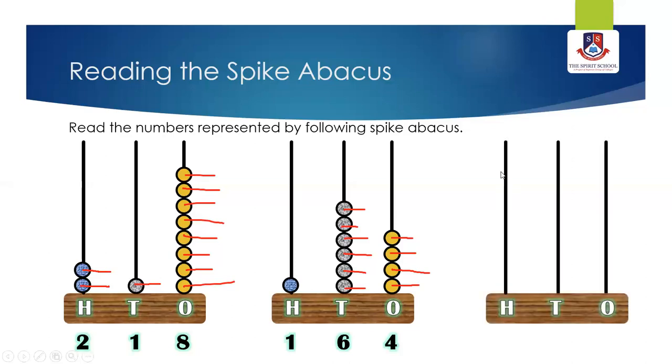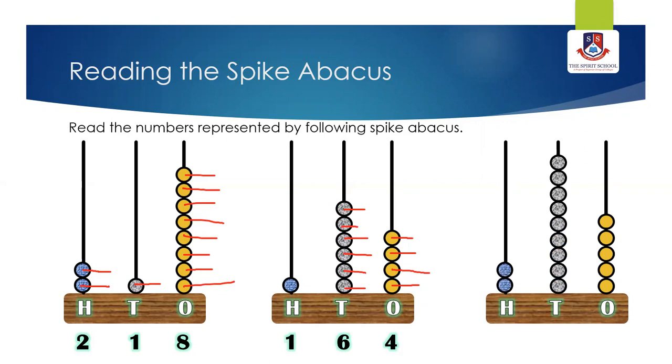Now move on to the third number. Here we again have a spike abacus. Here we are having some beads at the ones, some beads at the tens, and some beads at the hundreds. Now you will count and tell me what is the number shown by these beads. Can you tell me the digit at the ones place? If you count it one by one, one, two, three, four, five. So the digit at the ones place is 5.